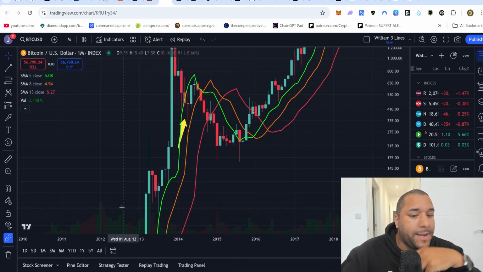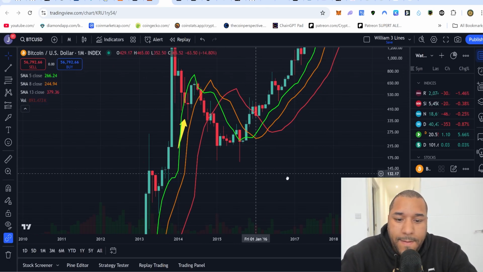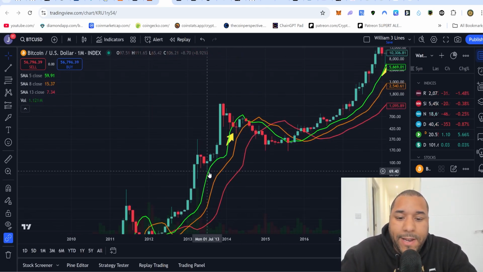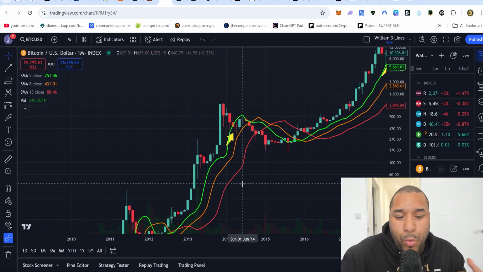Look at this. Look, 2013, 2014 cycle. Again, we're looking at the William 3 lines. We've got the green, orange, and red line. I use these as sort of my warning signals.